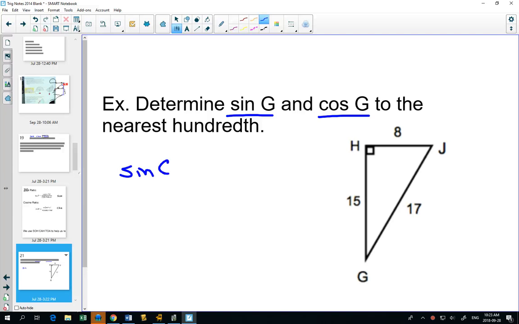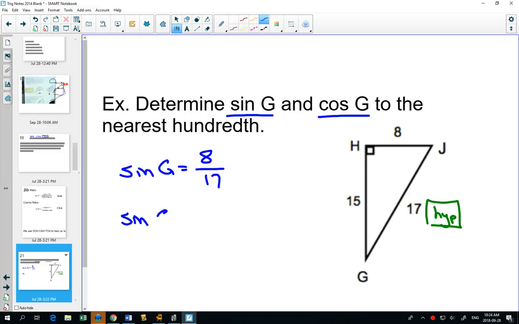So all we need to do is look at g. That's this angle down here. Which is the opposite side? Well, of g, the opposite side is 8. The hypotenuse, and some people always like to label their hypotenuse right away. It's always opposite the 90 degrees, just so you don't accidentally mix it up with an adjacent side. So the hypotenuse is 17.